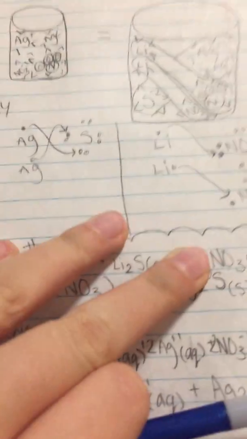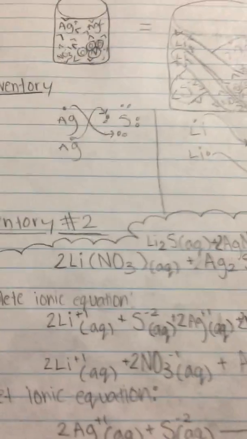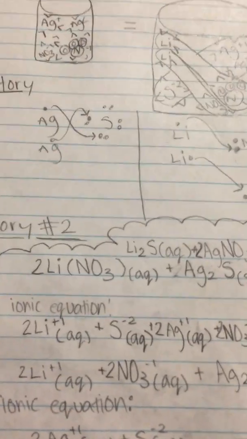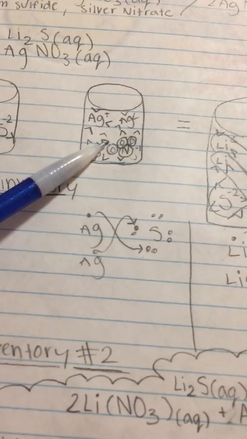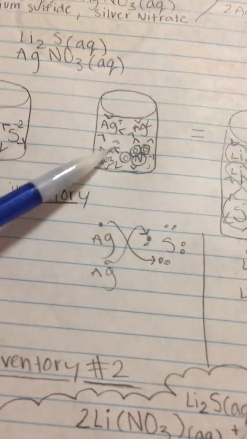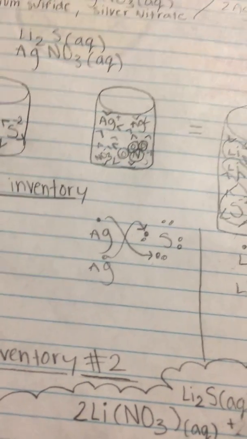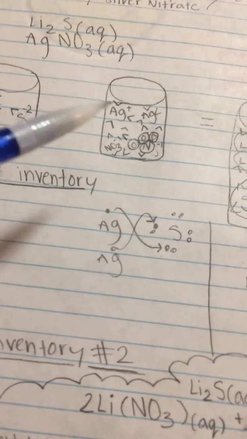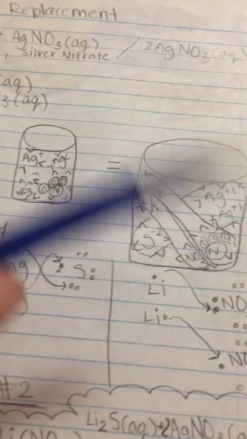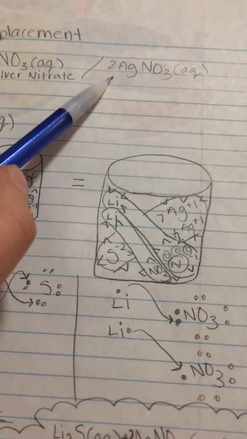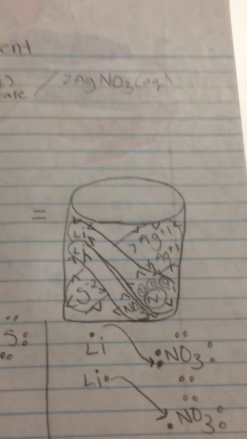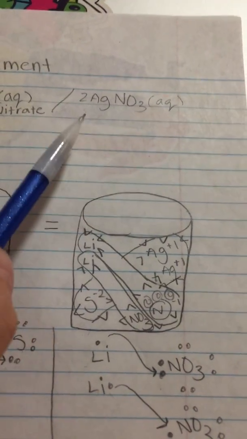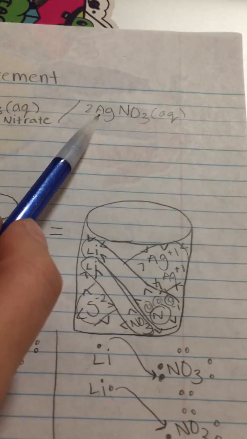But here's the important key part. Because we added another silver here, and because we added another nitrate here, we have to go back to our original beaker and add it in there too. That's why I had 2 silvers and 2 nitrates, which also shows up in the equation. It'll be 2AgNO3, because there's 2 silvers now and 2 nitrates. So this represents 2 groups of this.